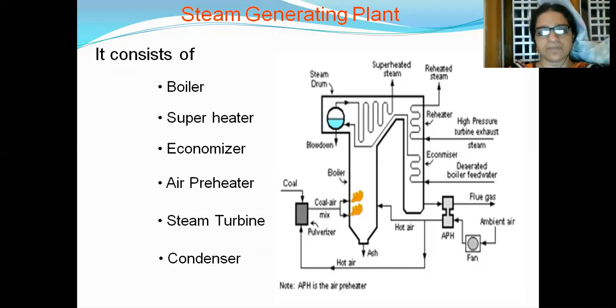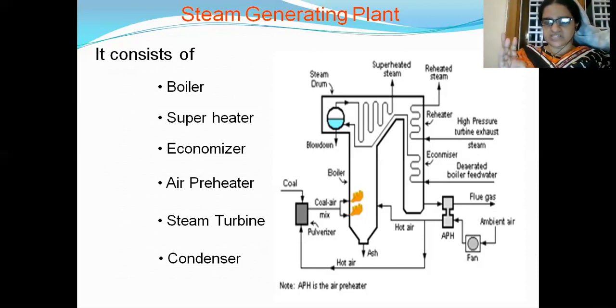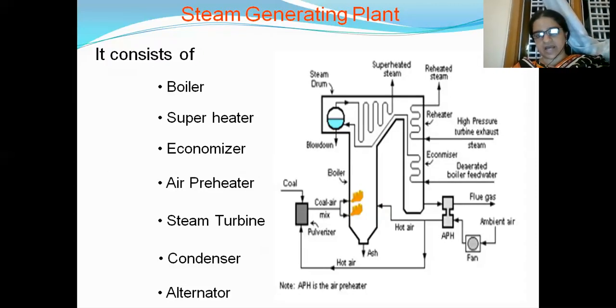The main parts of a thermal power plant are boiler, superheater, economizer, air preheater, steam turbine, condenser. Okay, there are 6 parts. Boiler, superheater, economizer, air preheater, alternator, condenser, turbine. Alternator is the 7th part. In this there is another diagram; here also they are showing some important things only.